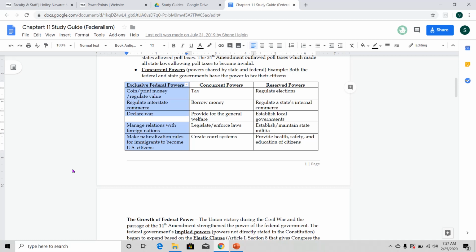And then, of course, managing relations with foreign countries. States are not supposed to be jumping in and speaking for our nation.